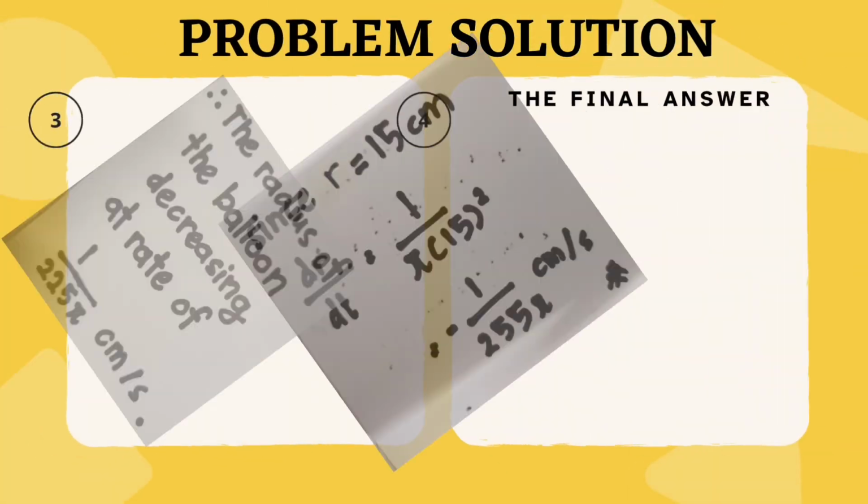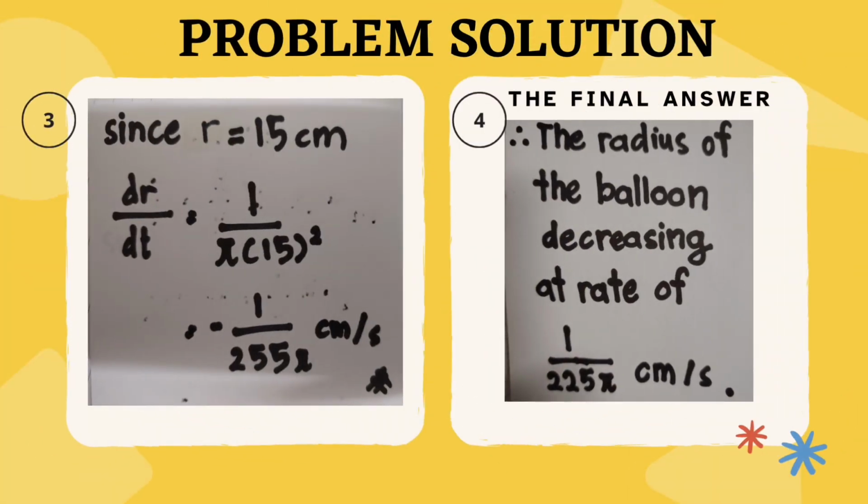Since r is equal to 15 cm, dr over dt equals negative 1 over pi times 15 squared, which gives negative 1 over 225 pi cm per second. Thus, the radius of the balloon is decreasing at a rate of 1 over 225 pi cm per second.